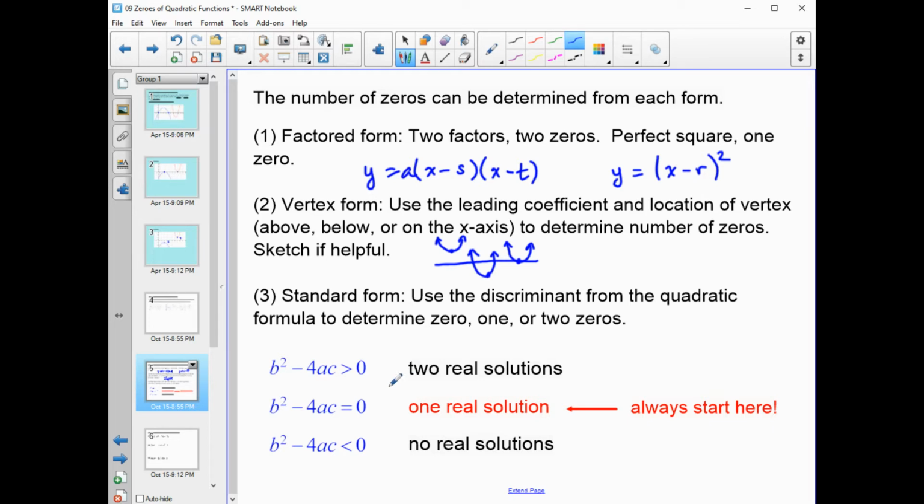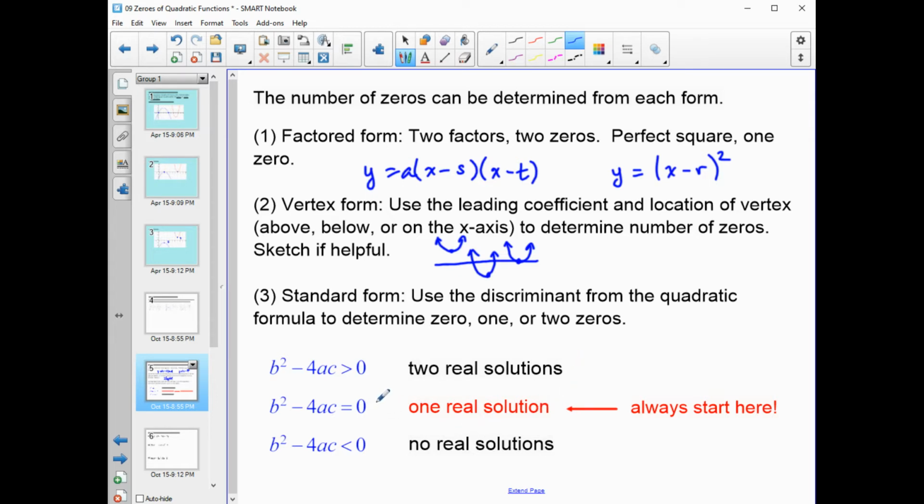And it turns out that you can just inspect that portion of the formula, the discriminant, and you can get your information about 2 zeros, 1 zero, or no zeros. Sometimes we refer to that as the solutions, or sometimes we refer to that as the x-intercepts.